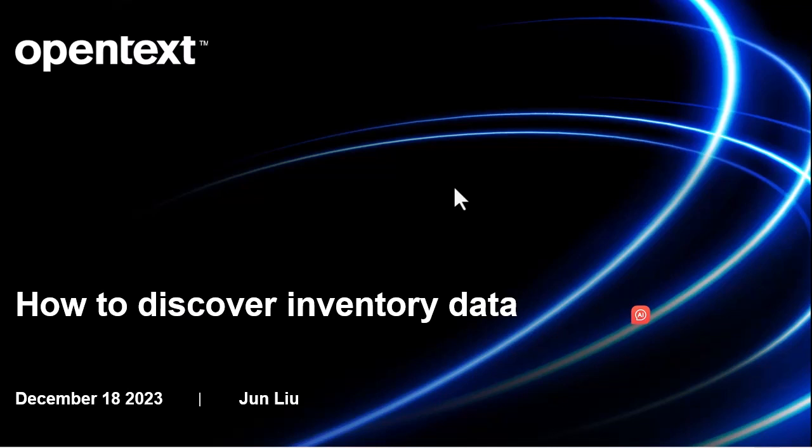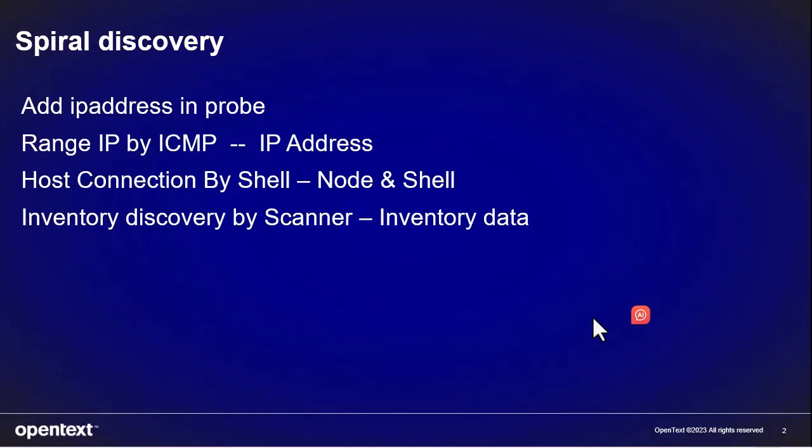Today I would like to do a demonstration about how to discover inventory data in UDMDB. UDMDB discovery job is spiral discovery. It means that you need to run a series of jobs to get the inventory data. The output of the previous job will be the trigger and the input CI for the next job.